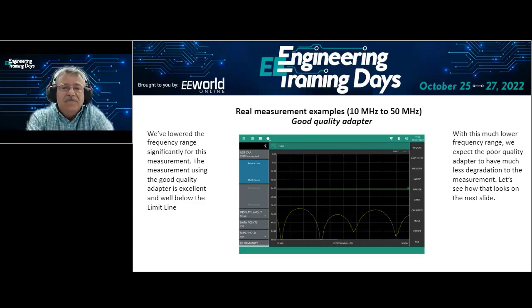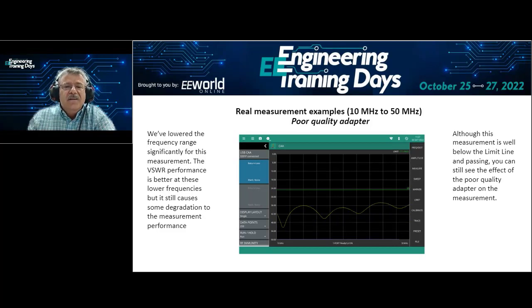After not being very happy with the quality of the adapter in the 50 to 150 megahertz range, I decided to drop even lower. This is still ham radio, CB radio, 27 megahertz. I'm not a CB person, so I don't know all the frequencies there, but let's see what happens. So there's 10 to 50 with the good adapter. There's 10 to 50 with the poor adapter, and notice that slope is there.